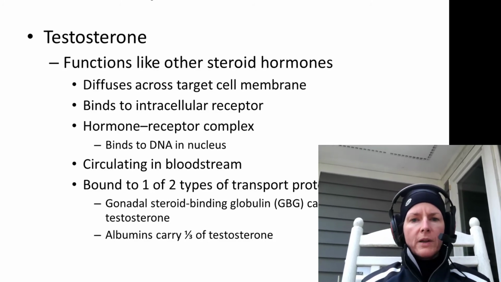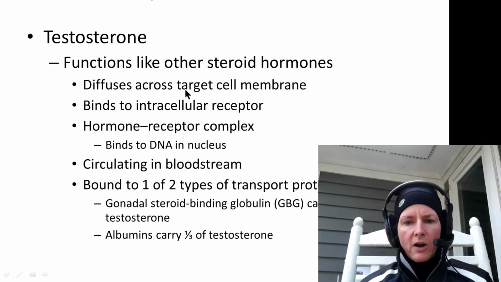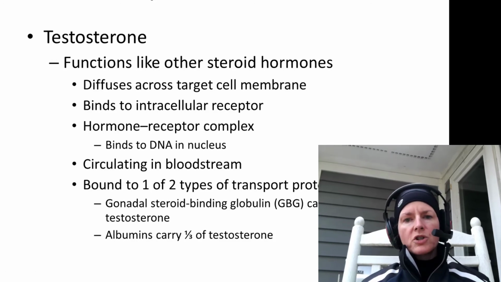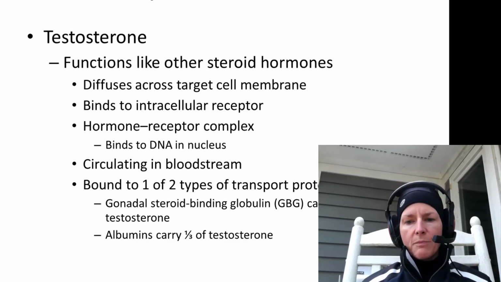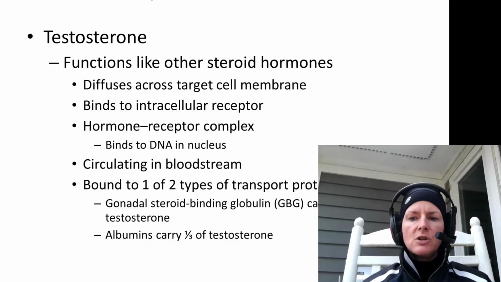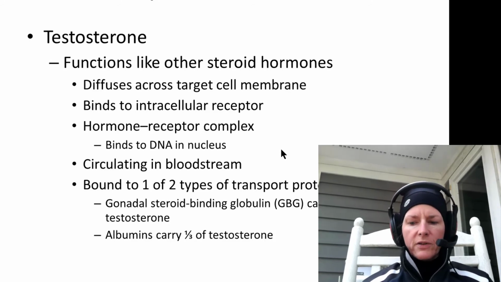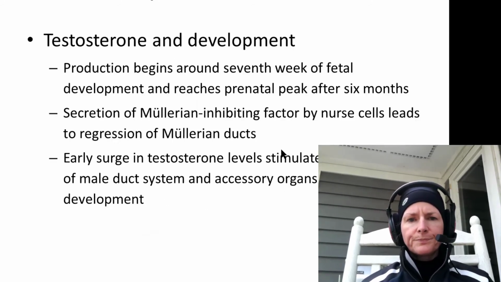And while it's in circulation, before it reaches its target, it has to be chaperoned around by some kind of protein. So usually we have two types of proteins that will shepherd around this testosterone. We have gonadal steroid binding globulin, simply GBG, and that's going to carry about 2/3 of it. And the other third will be carried by albumins, which, as you recall, are proteins that are created by the liver and put into circulation.